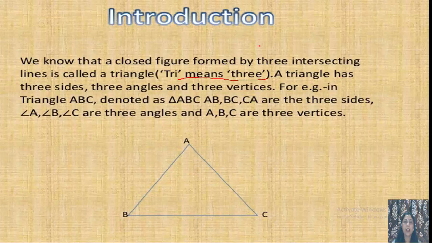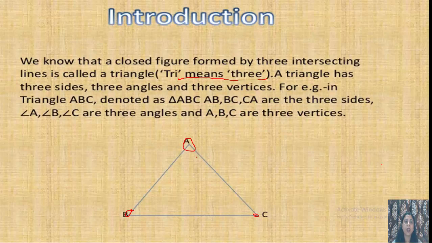A triangle has three sides, three angles and three vertices. किसी भी triangle के पास three sides, three angles और three vertex होते हैं. Vertices means the point where the two lines are joining. You can see this is the vertex A, B and C. These points are known as vertices.